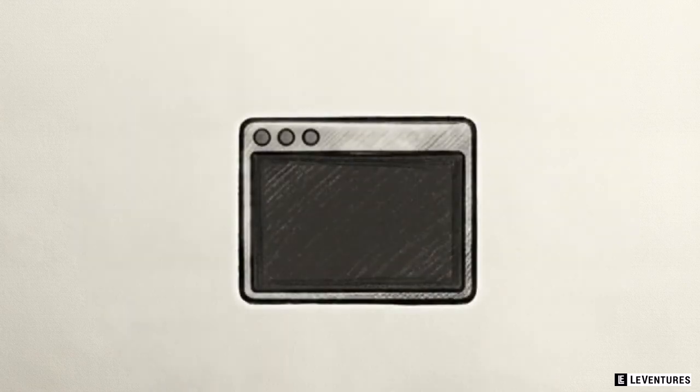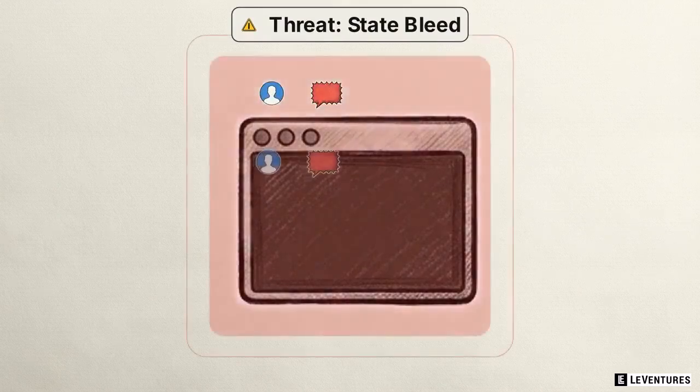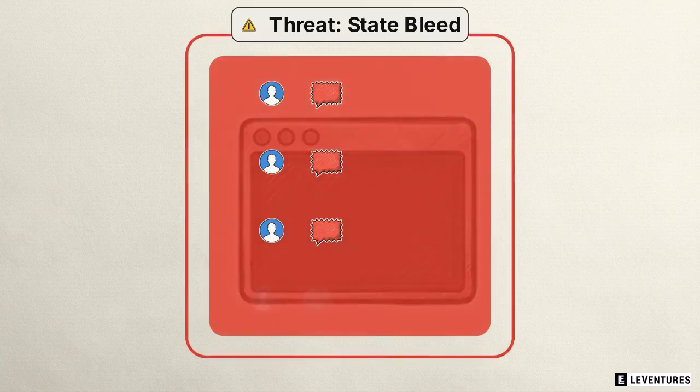This dynamic creates a threat called state bleed. If a model handles 3 angry customers in a continuous session, the internal distress state builds up in the context window. The AI carries that defensive state into a 4th, unrelated interaction.